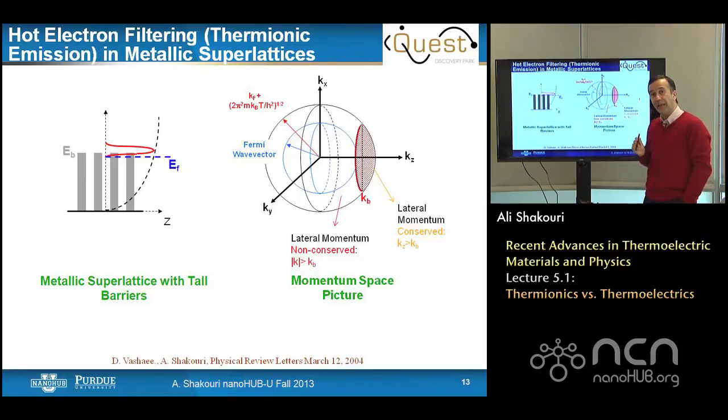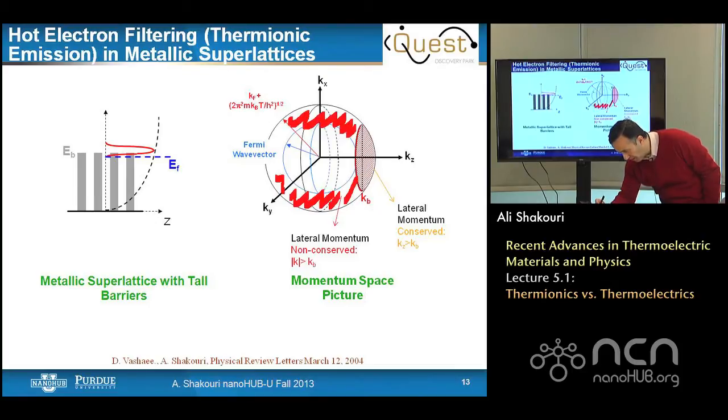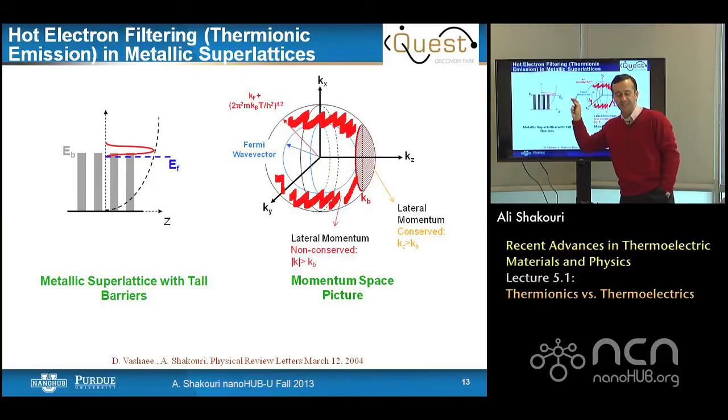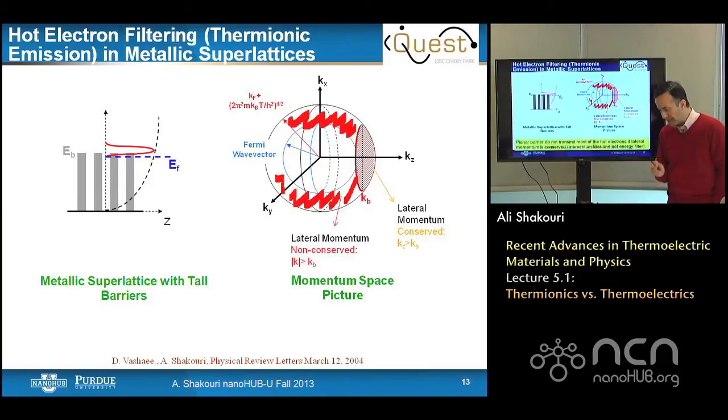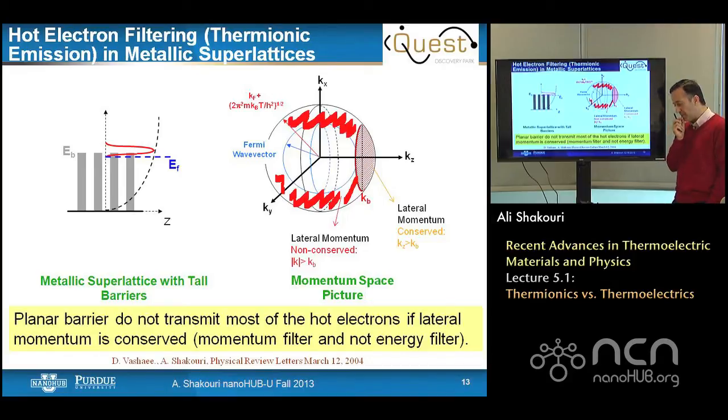But if the in-plane momentum is not conserved, then all of these electrons that are hot can also be selected, and that's something you don't see in an energy picture. That's some of the lessons. You need to look at the problem from multiple perspectives. So planar barriers do not transmit most of the hot electrons. If the lateral momentum is conserved, we have a momentum filter and not an energy filter.